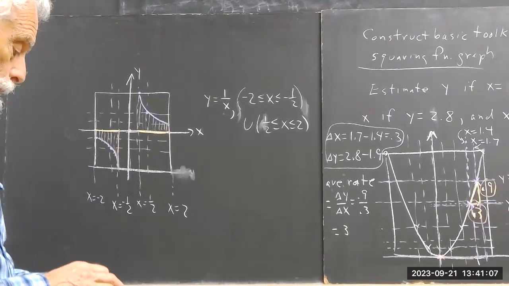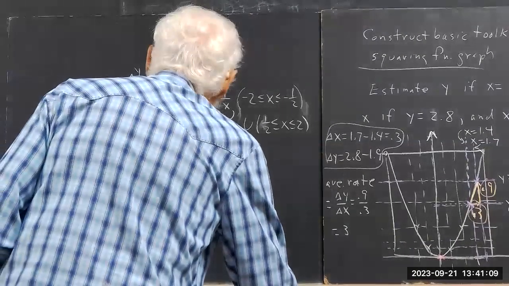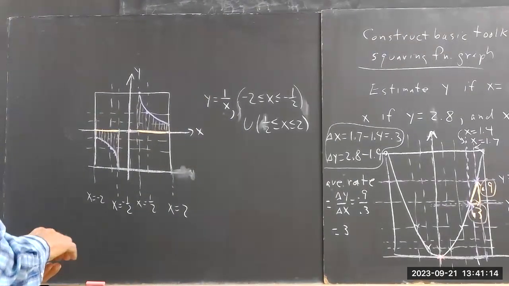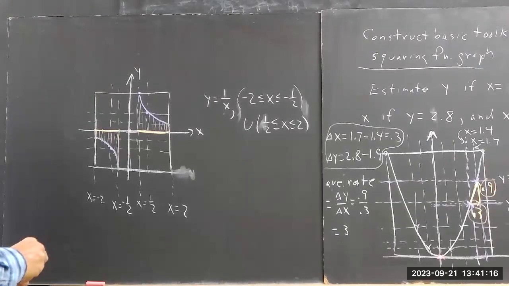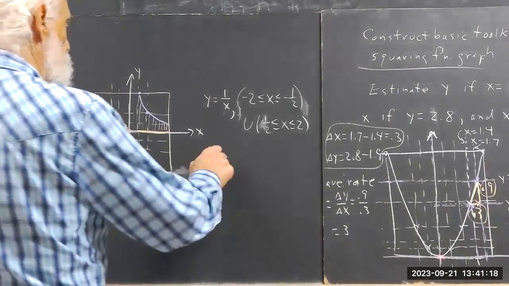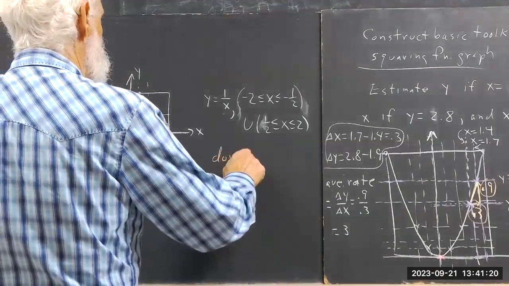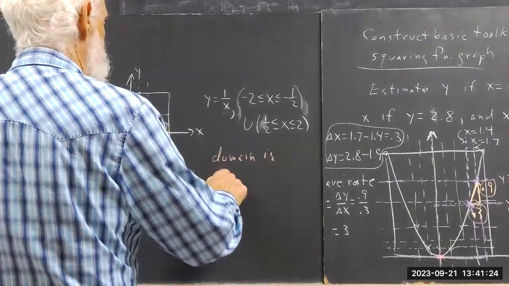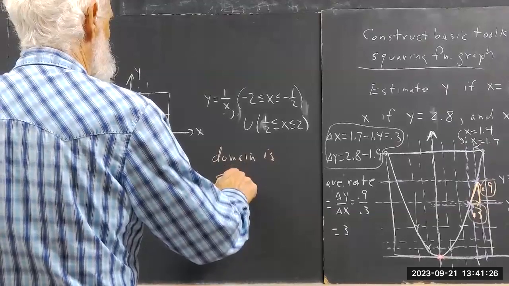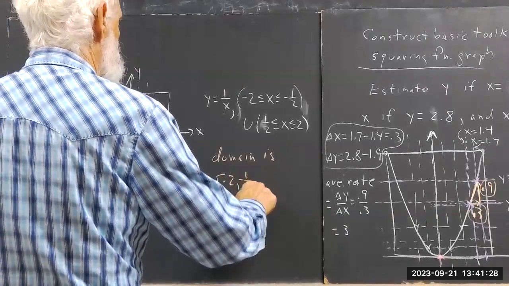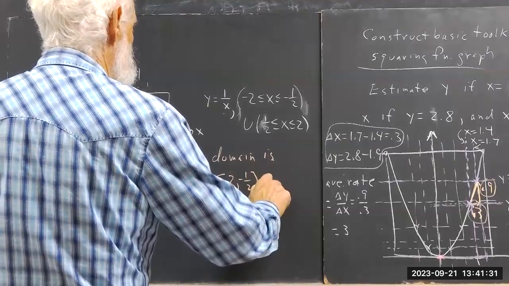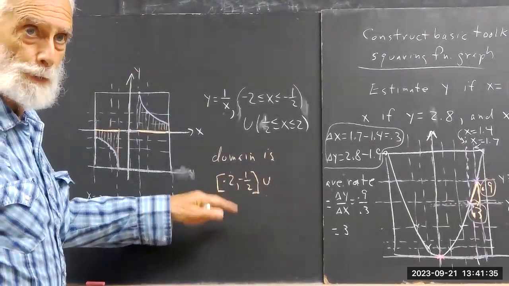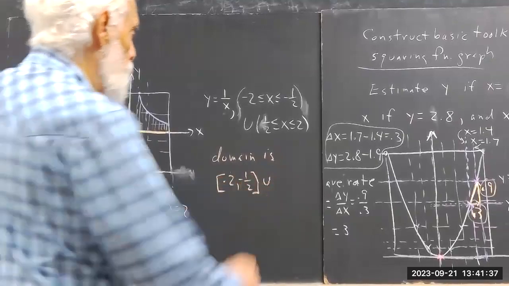Okay. Now what about the y values? Okay, well, we say the domain is the interval from -2 to -1/2. And this U is the union, like a set union. In other words, you're in a set if you're in this part or in this part.